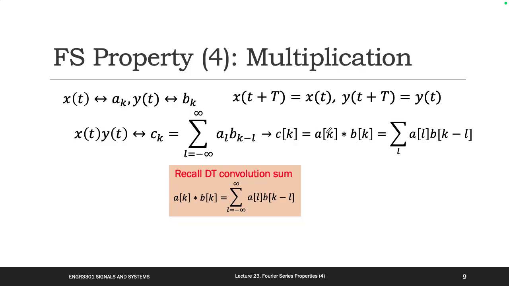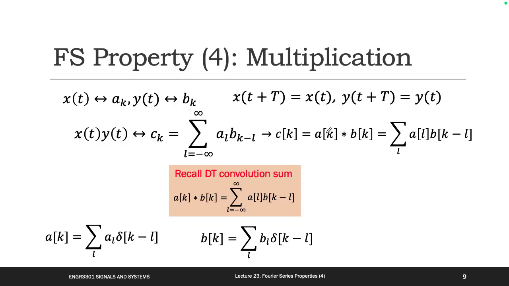And this is a_k. You can represent a_k as a DT signal in this form, and b_k you can also represent in this form, and c_k you can represent in this form. Does that make sense to you?